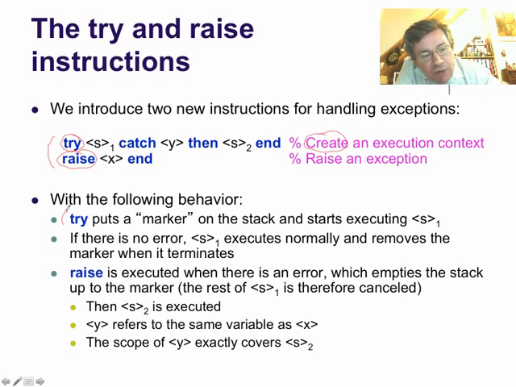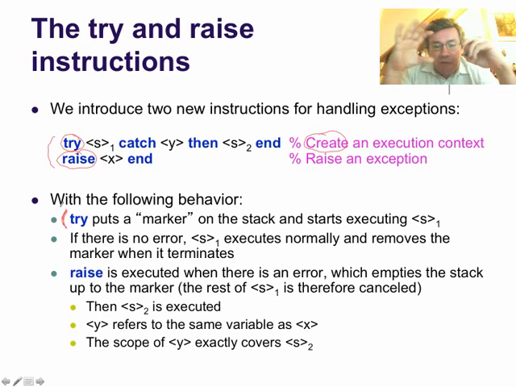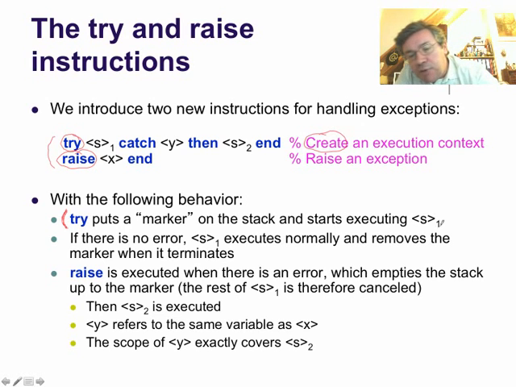The try instruction puts a marker on the stack. The execution context is related to the semantic stack. So the try puts a marker there, and then it starts executing the body, S1. So you have the marker and you're executing. If there's no error, then this instruction will terminate normally, and the marker will be removed, and nothing special happens. That's the most common case.